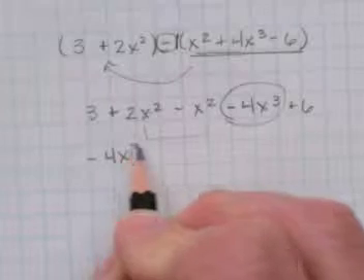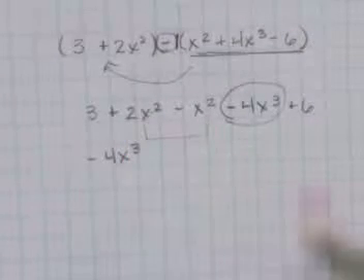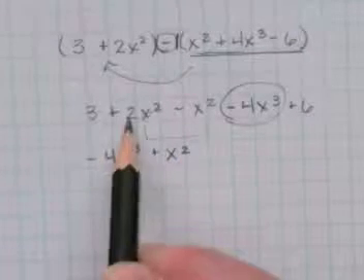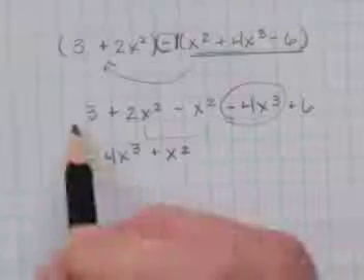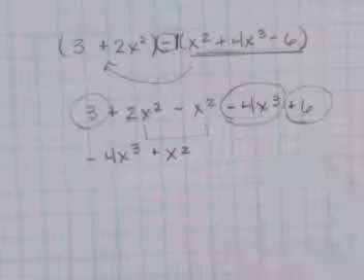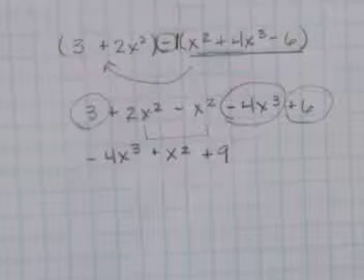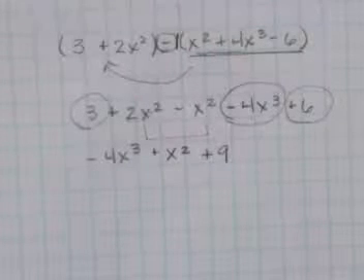I'm going to take the x to the third term first. I'm going to combine these two terms plus x squared because 2 minus 1 is 1. And then I notice these terms are constant terms and they can be combined, and so that gives me plus 9. So that is how we would subtract these two polynomials.